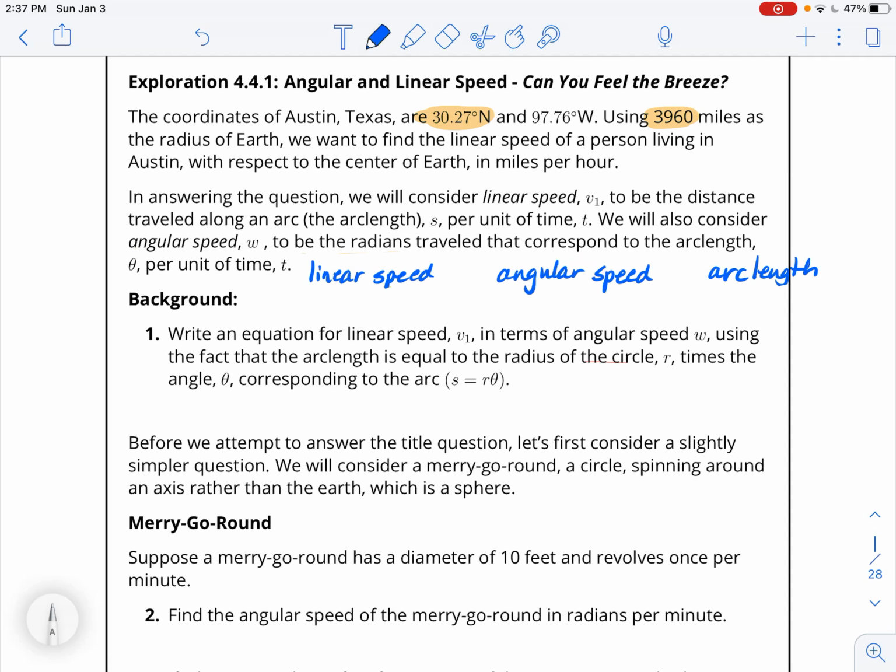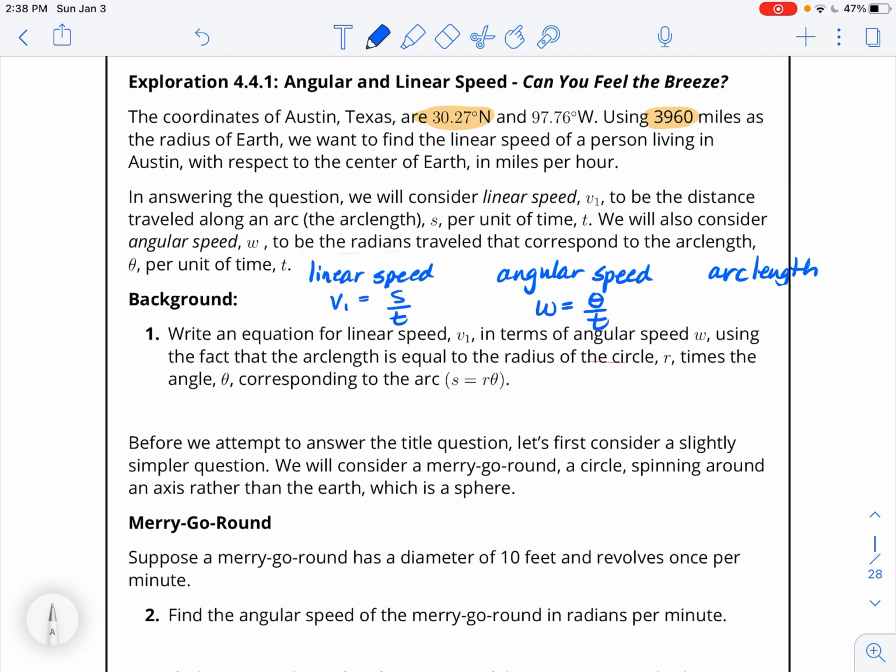In answering the question, we'll consider linear speed, v sub 1, to be the distance traveled along an arc, the arc length, s, per unit of time, t. So linear speed, v sub 1, is equal to s over t. We'll also consider angular speed, this little w, that's omega, to be the radians traveled that correspond to the arc length theta per unit of time t. So angular speed is omega equals theta divided by t.